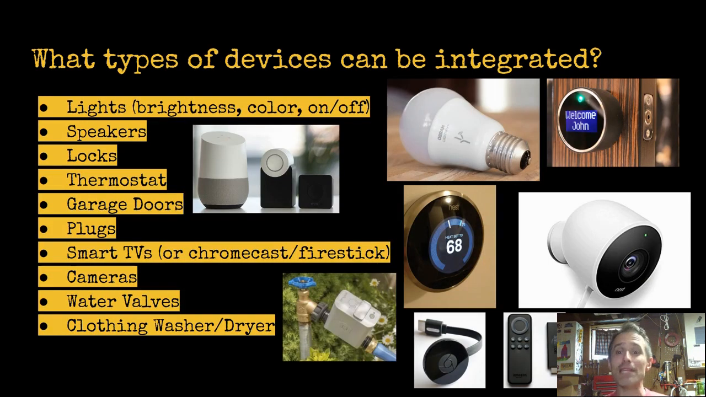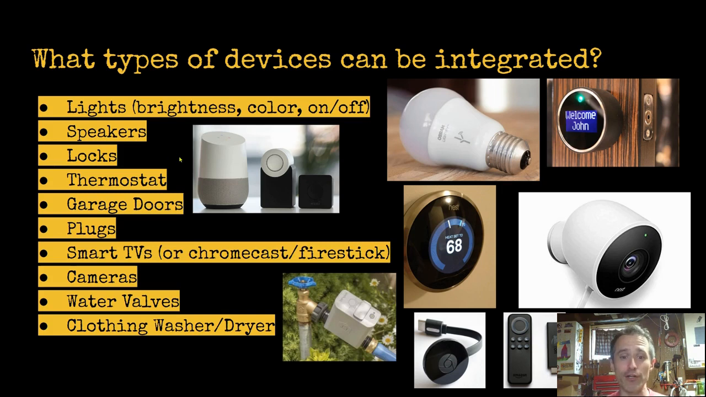All right. Some types of devices that can be integrated. I have lights. There are lights where you could control the brightness and color. You could say, turn the kitchen lights blue and they change to blue, or turn off all the lights in the entire house. And if you had smart light bulbs in every single light, then it would be able to turn it off. It's pretty cool.